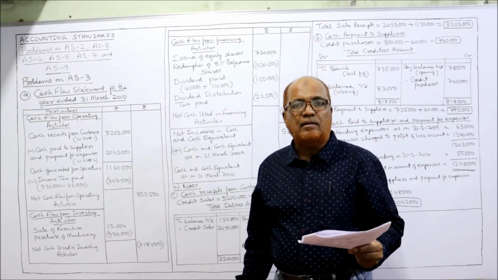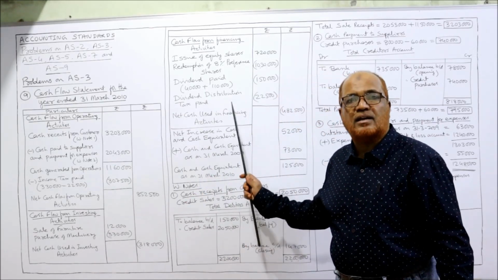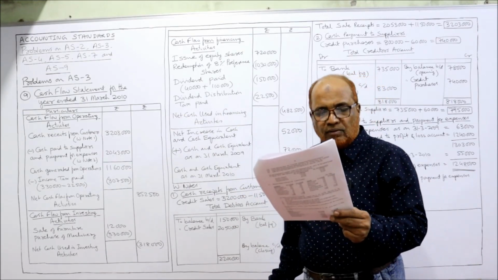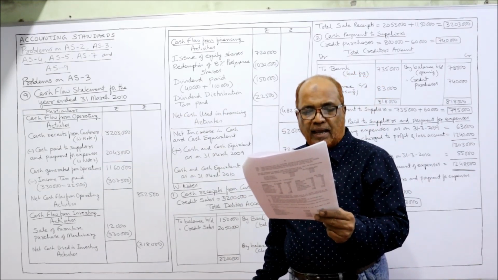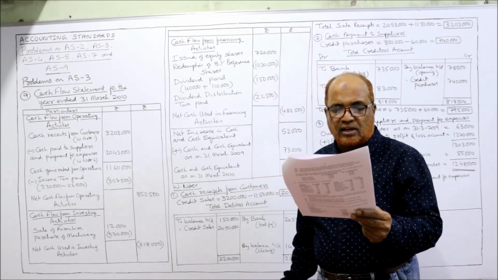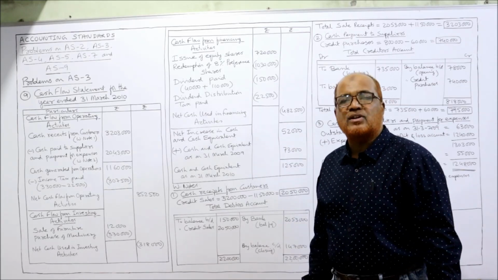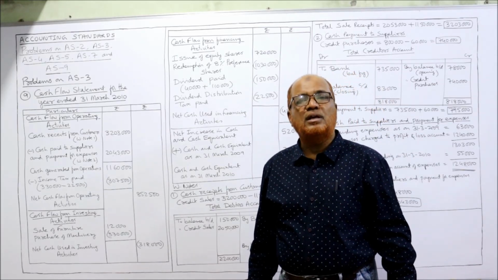Dividend was paid. When dividend is paid, it comes under financing activity. So dividends were paid as follows: on 8% preference shares, 40,000 dividend; on equity shares for the year 2009-10, 1,10,000. So 40,000 on preference shares and 1,10,000 on equity shares.